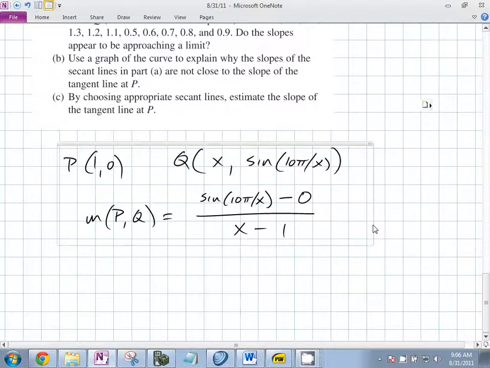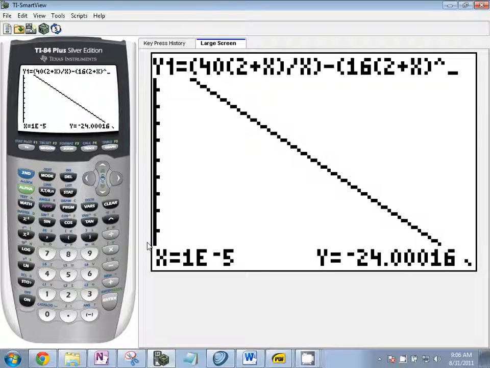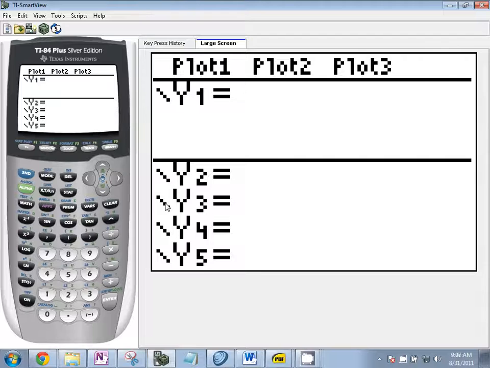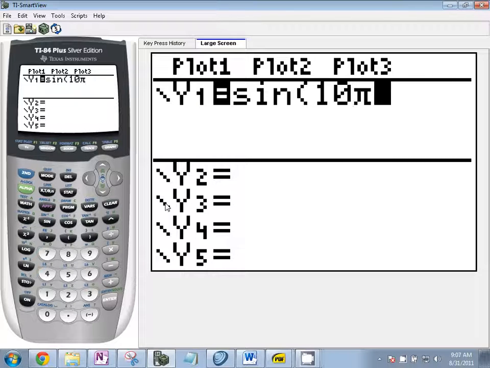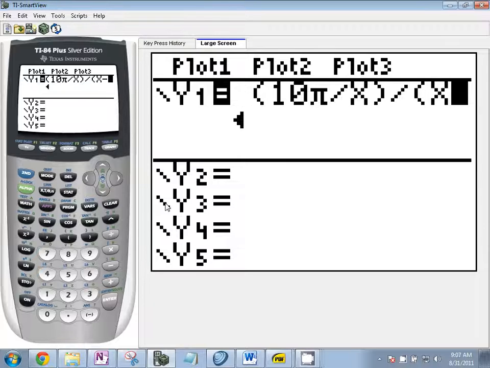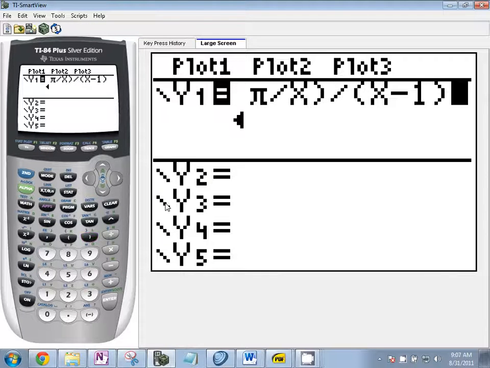So, what do you do now once you have that function? Plug it in. Plug it into what? Y equals. Okay. So y equals, and what was it? It was sine of 10 pi over x divided by x minus 1. Did I type that right? Yes. I think it's okay, because the sine pretty much pulls everything together there.